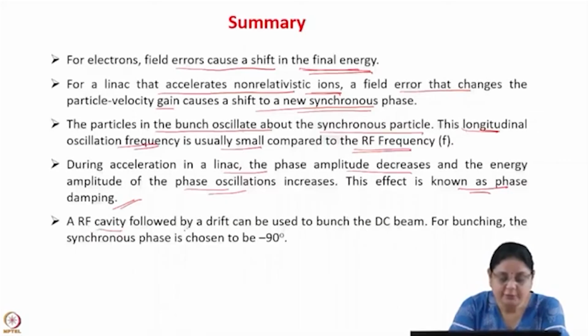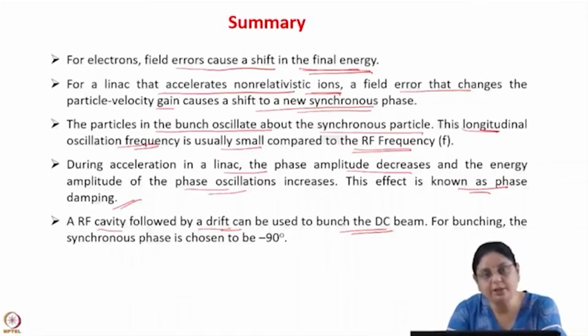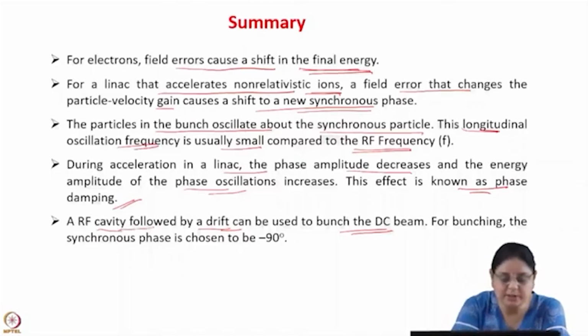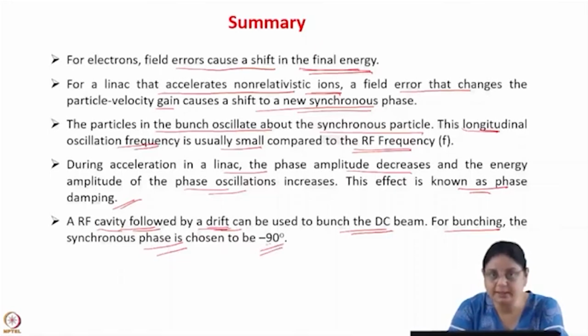An RF cavity followed by a drift tube can be used to bunch a DC beam. We know that we need to put in a bunched beam for acceleration in any RF accelerator. So this bunching can be done by using an RF cavity followed by a drift space. For bunching, the synchronous phase is chosen to be minus 90 degrees. Then you have the maximum width of the separatrix extending to the full 360 degrees, and you will be able to capture the maximum amount of DC beam. The maximum amount of DC beam can be bunched.